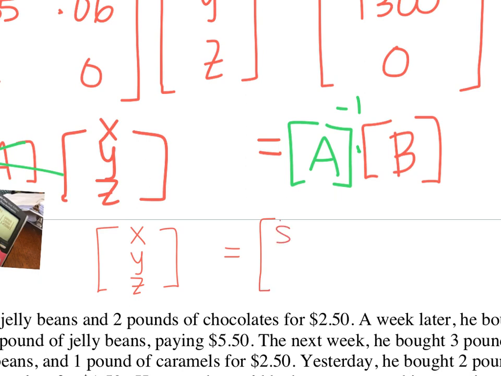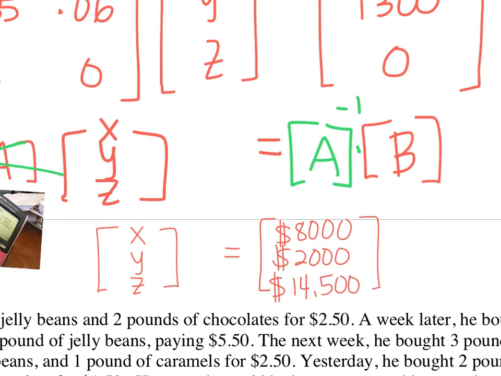Okay, so $8,000 was our result for the first account, $2,000 for the second account, and the final account, $14,500 was the value of how she divided up her money. So that was much quicker than doing elimination 3 times.